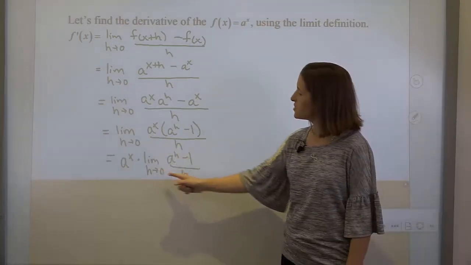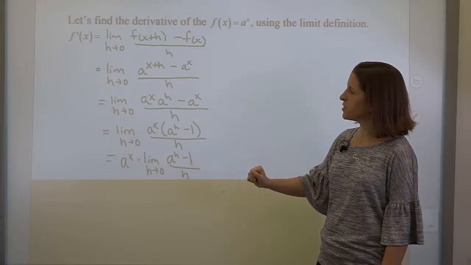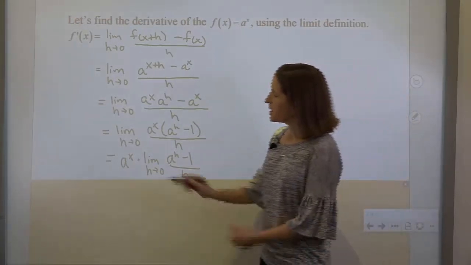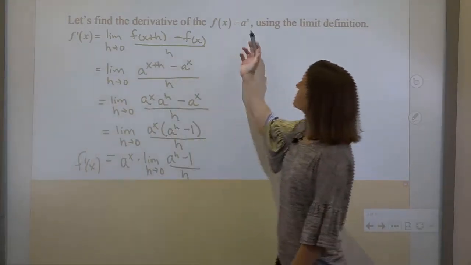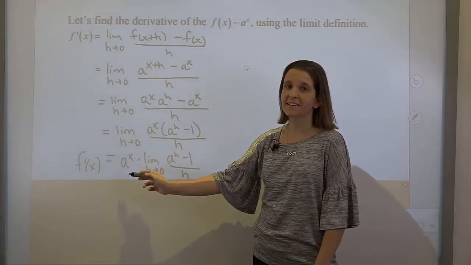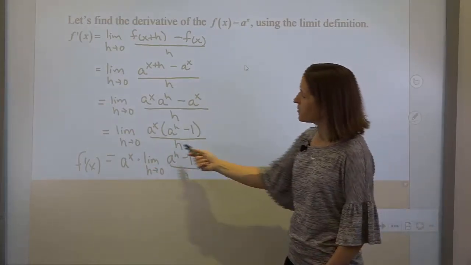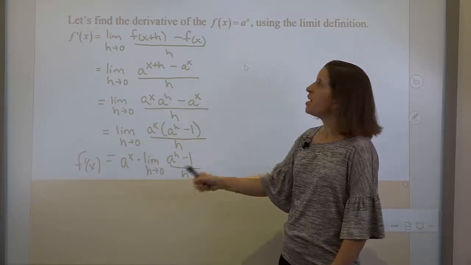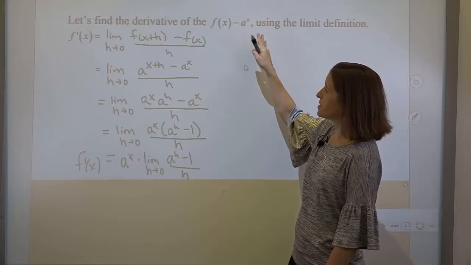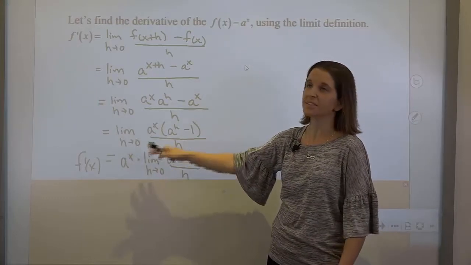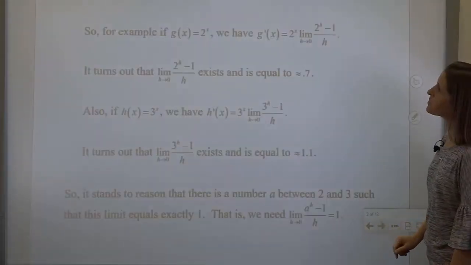We don't really have the skills needed to evaluate this limit, but we're going to look at it a little bit further. What's interesting here is that the derivative of a to the x ends up having a to the x in it. And that's neat and different than anything we've seen before. So we've got to figure out what's going on with this limit part, but there is at least some part of the derivative of this exponential function that is itself. It's the original function that we had. So we're going to look into that a little bit more.